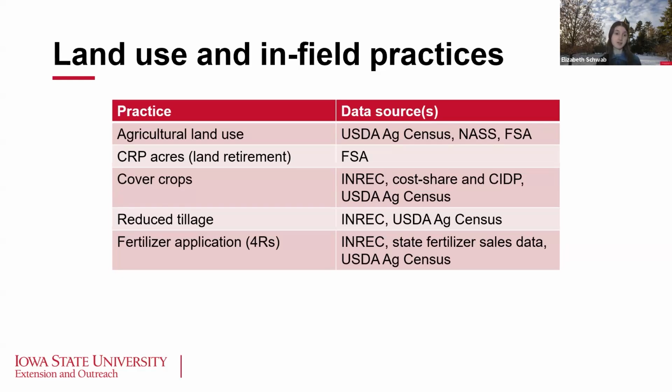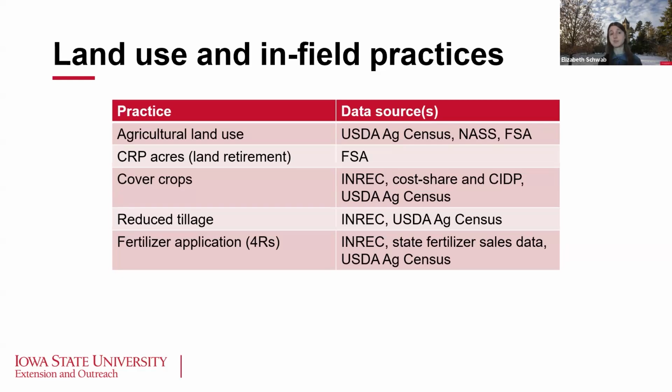We also track data on Conservation Reserve Program acres, or land retirement, because again, that supports the Iowa Nutrient Reduction Strategy in terms of taking less productive land out of production and allowing it to remain uncropped. Cover crops, we get data on cover crops from a variety of sources, as you saw briefly when we looked at the dashboards there. From the survey conducted by our partners, the Iowa Nutrient Research and Education Council, we have annual cover crop acres estimated from their survey. We have data from the state of Iowa on cost share acres and the crop insurance discount program. And again, every 5 years, we include that ag census data.